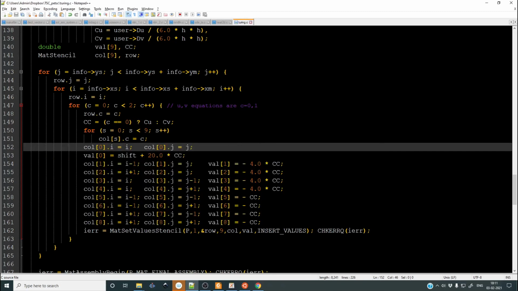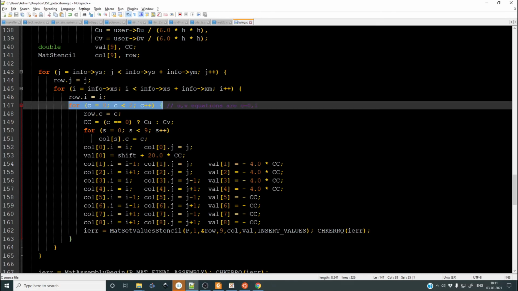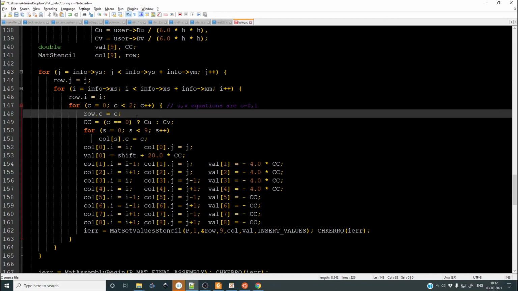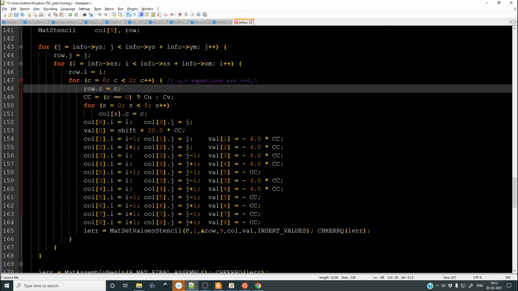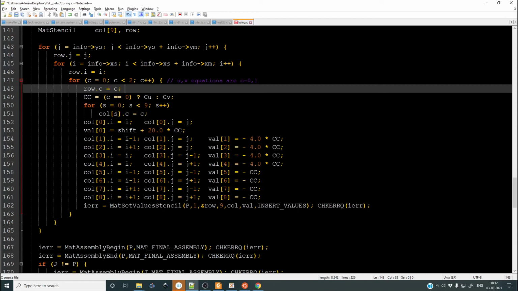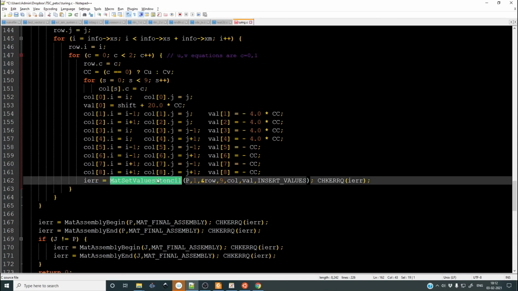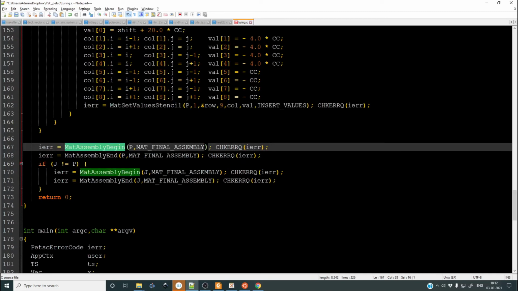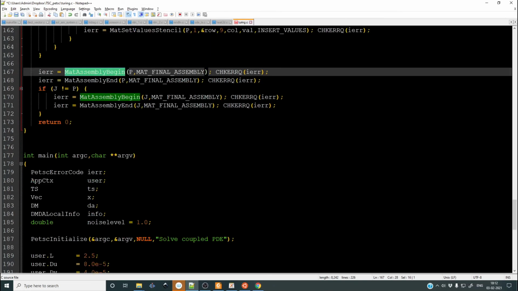Now remember, whenever you want to loop over the two variables, you need to do a final loop like this. Once you want to loop over a certain variable, you must say row dot c equal to either 0 or 1, because you want to loop over u and v separately. Internally it always sets the variable correctly and there is no issue in that. Then you do the same thing: set stencil, then assembly begin, assembly close. If j is not equal to the preconditioner, you assemble j anyway, but we have already done it.